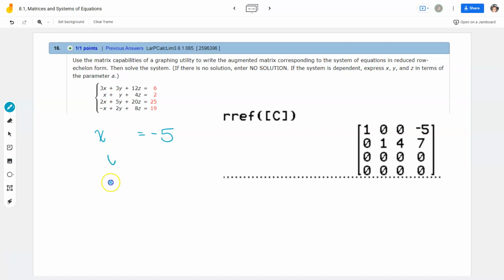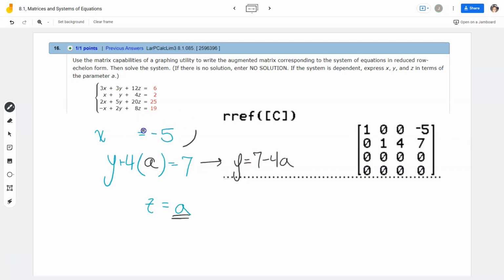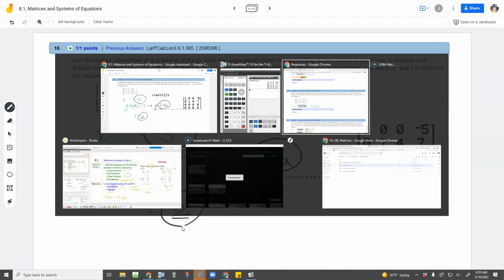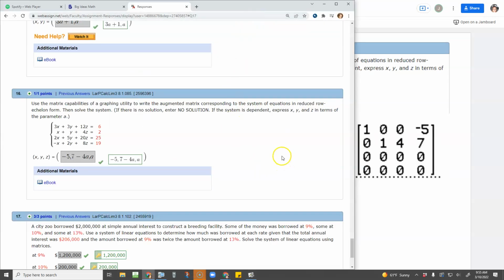You have y plus 4 times z equals 7. So when z equals a, we can go ahead and plug into that to go right there. And so then we can allow this to be y equals 7 minus 4a. Put those 3 pieces together, and I think you guys are good to go. Any more questions on number 16?